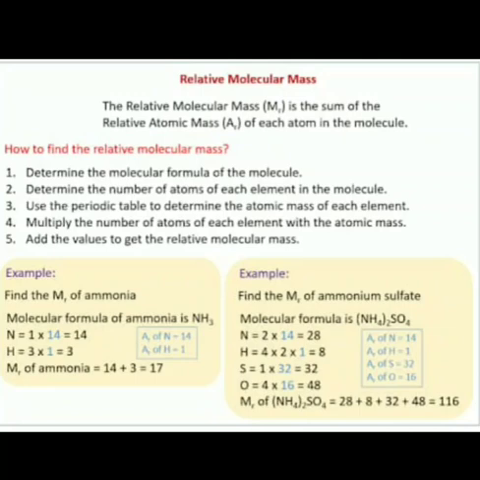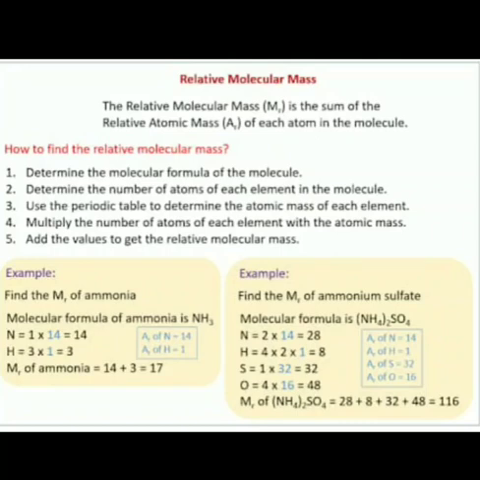Therefore 1 into 14 plus 1 into what? How much? 3. 1 into 3, that equal to 14 plus 3 equal to 17. So relative molecular mass of ammonia equal to 17. Clear? Let's take another example to find out the relative molecular mass of ammonium sulfate, that is NH4 whole twice SO4.